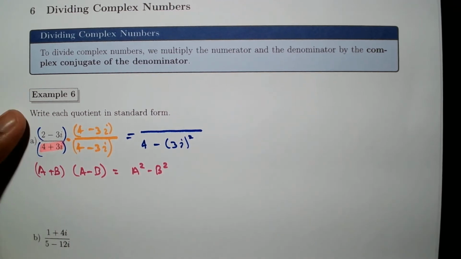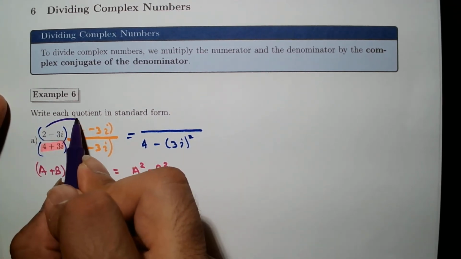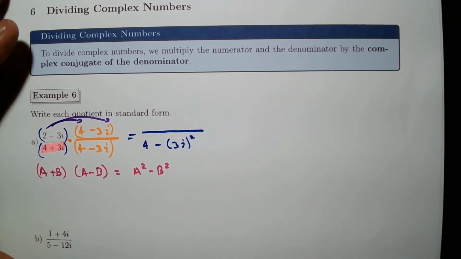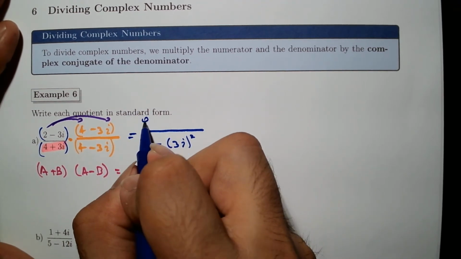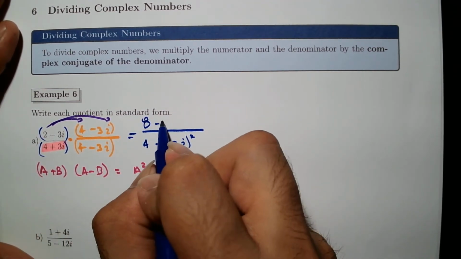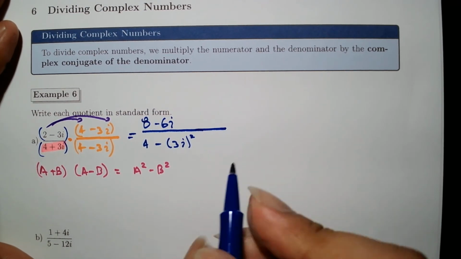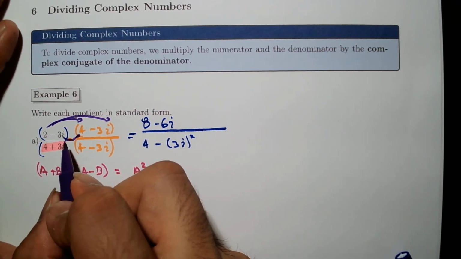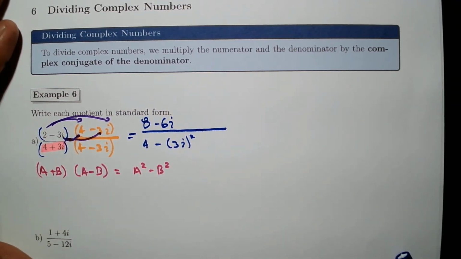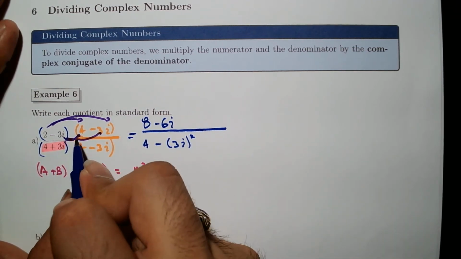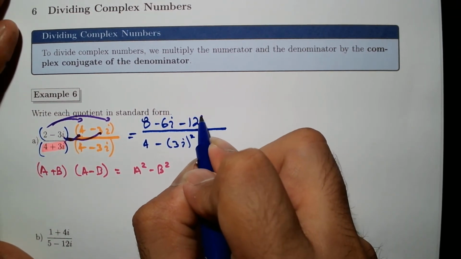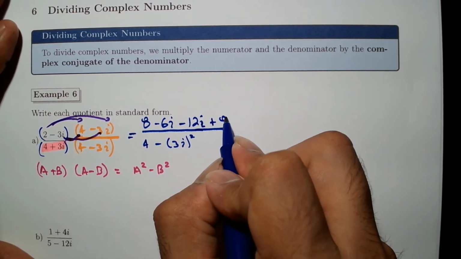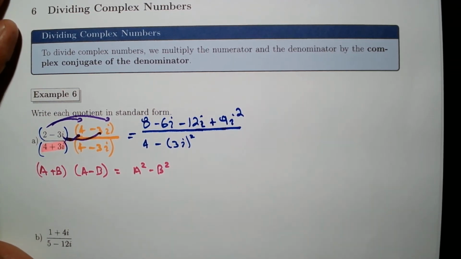And then for the numerator, we will still have to FOIL. For that case, there will be no way around. So 2 times 4, which is 8. 2 times negative 3i, that's a negative 6i. And negative 3i times 4, negative 3i times negative 3i. So negative 3i times 4, that's a negative 12i. And negative times negative is positive 9i squared.